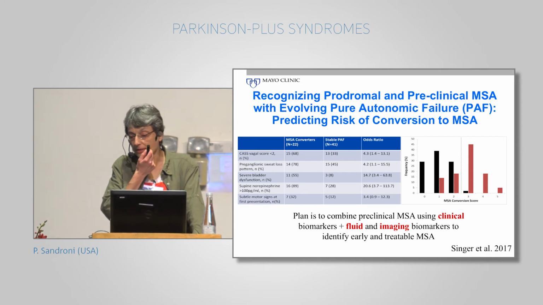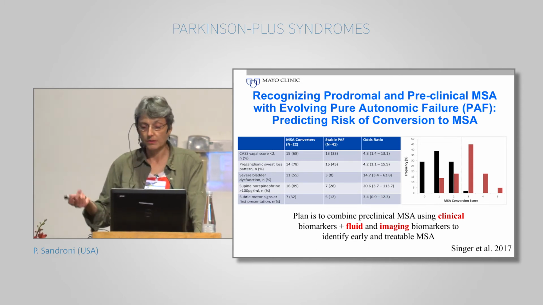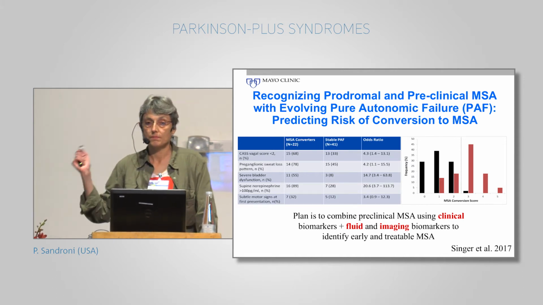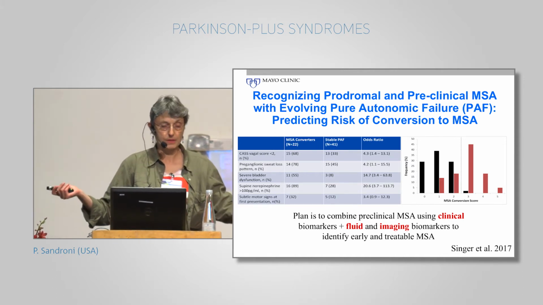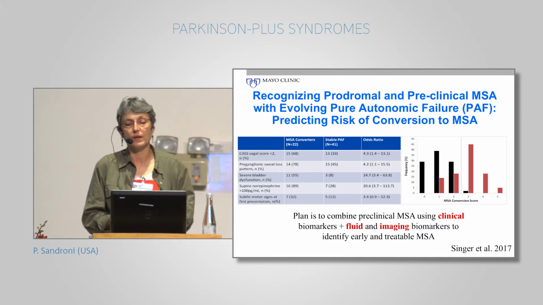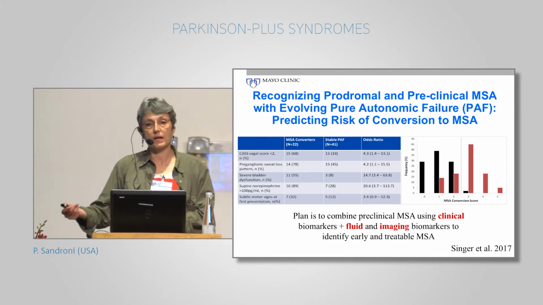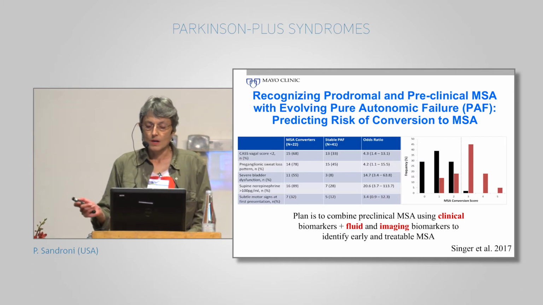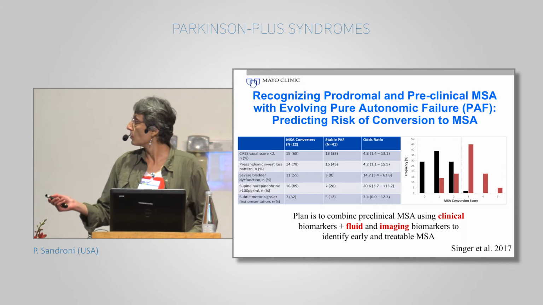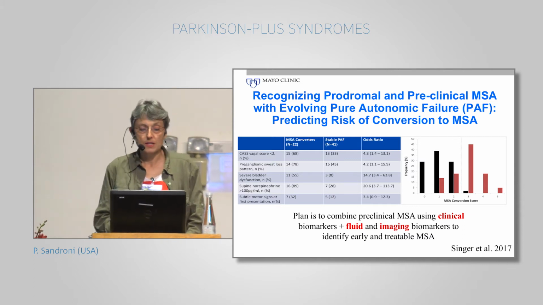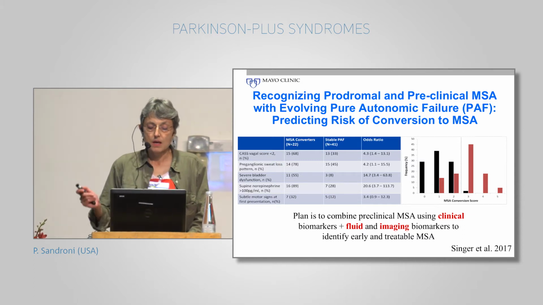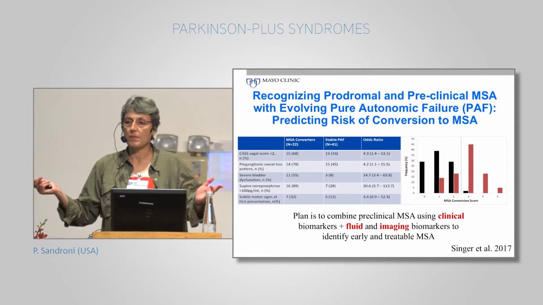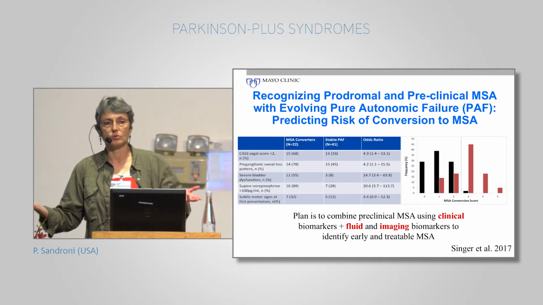Another problem that we have been having in our autonomic clinic is seeing patients with pure autonomic failure, or presenting with symptoms that look like pure autonomic failure, and then the patient comes back a few years later and they have evolved into multiple system atrophy. We have done different studies looking at this, and you would think, for instance, that REM behavior disorder will be the biggest predictor. Well, it's not.